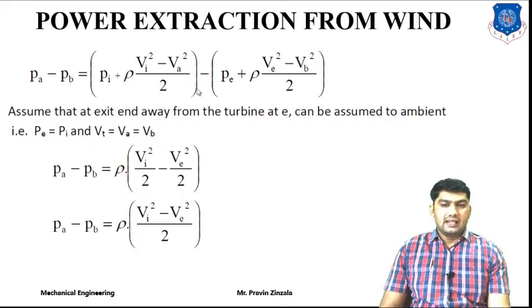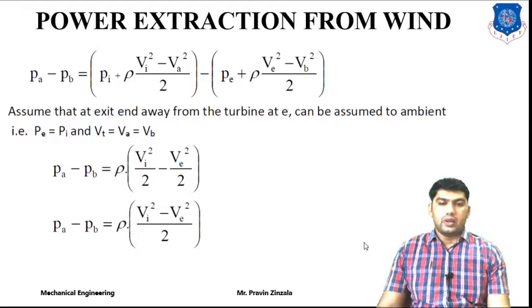So we will get the final equation PA minus PB is equal to rho. Pi and Pe cancel. Rho we are taking common. Vi square by 2 minus Ve square by 2, because VA square by 2 minus VB square by 2 will be cancelled, because we are considering VA is equal to VB. So the final equation will be PA minus PB is equal to rho times Vi square minus Ve square by 2, meaning incoming side velocity square minus exit side velocity square.